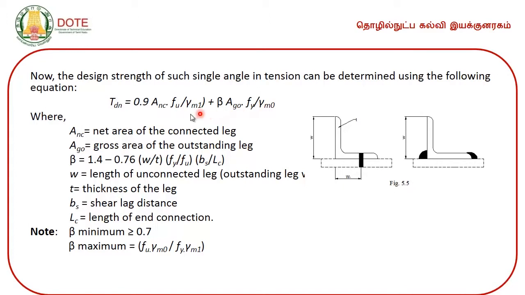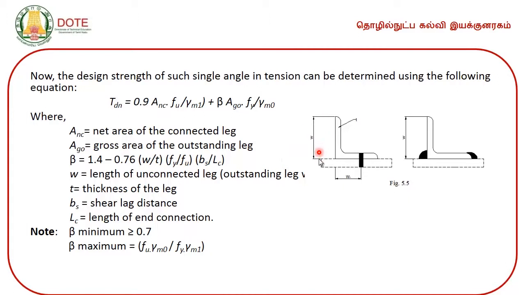So, these two combined will give you the total tensile load carrying capacity of the single angle which is connected by means of bolt or welding through a gusset plate. And again there are certain letters which will indicate symbols. Anc stands for net area of the connected leg, and Ago stands for gross area of the outstanding leg, beta is the factor to be multiplied for the calculation of strength of the outstanding leg: 1.4 minus 0.76 into w by t, where w is the length of the unconnected leg.